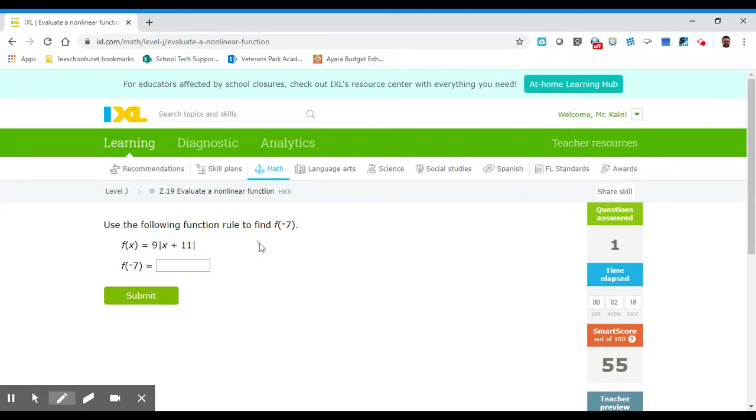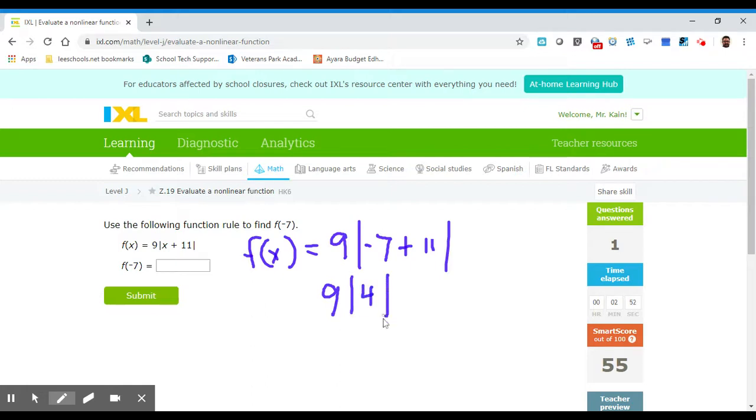So we're going to say the f of x is equal to 9 absolute value negative 7 plus 11. Okay, just like order of operations, these are brackets similar to parentheses. So negative 7 plus 11, you subtract them and you get 4. And then ignoring the signs, 11 is bigger than 7, so it's going to be positive 4. So 9 times absolute value of positive 4. Absolute value of positive 4 is just 4. So 9 times 4 is 36.